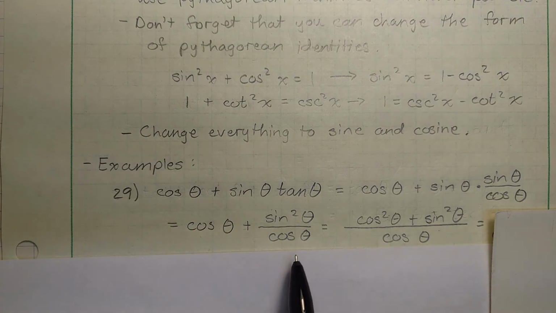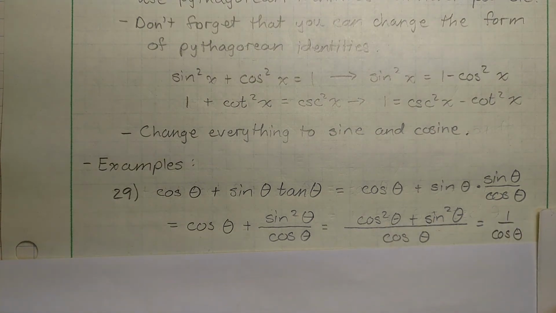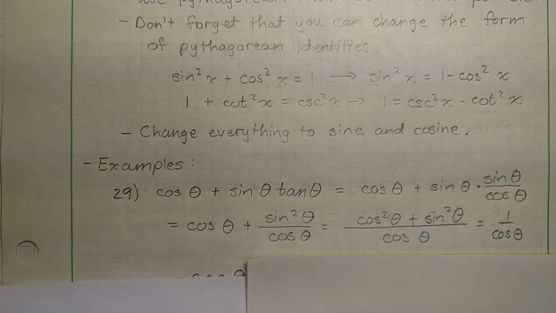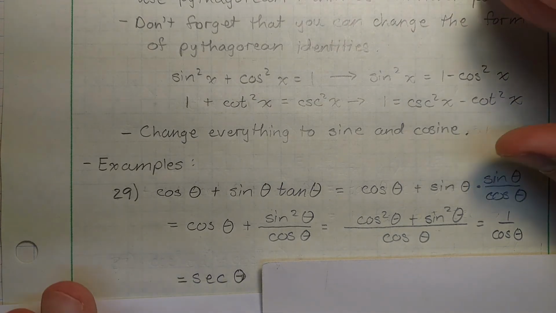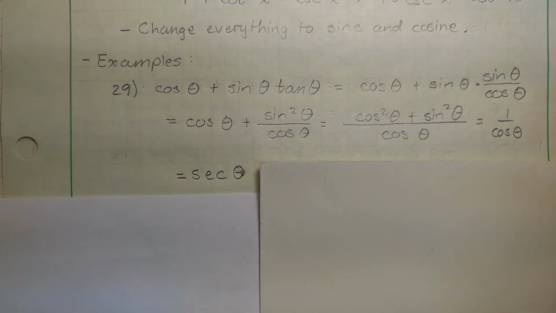There's my common denominator. Here, cosine's there, sine squared. But notice what I have here, cosine squared plus sine squared. That's equal to 1. So that's 1 over cosine. Now just changing that using my reciprocal identity, that is just the secant of theta. So 1 over cosine theta just equals the secant of theta. And I'm done. Let's look at another one.